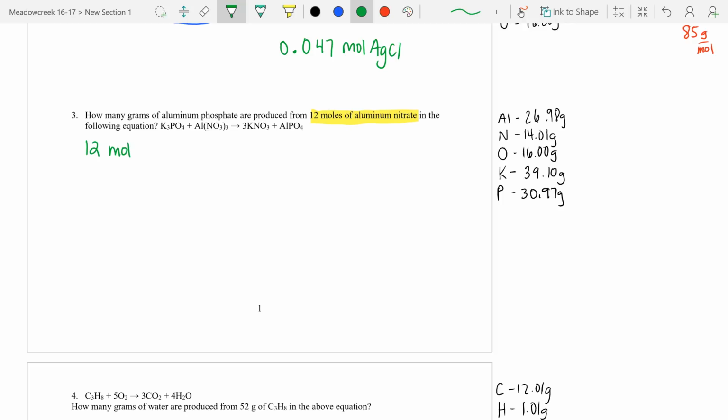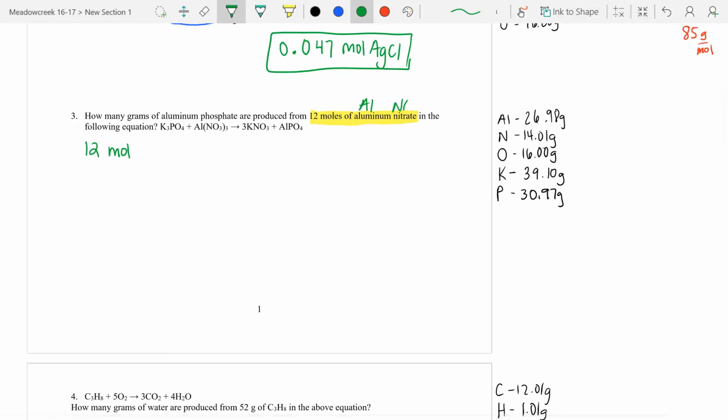Now, aluminum nitrate probably has aluminum and something with nitrogen in it, right? You should be able to look at the back of your periodic table and see that nitrate is NO3. You should at least be able to do that from last semester. But we can also see that this one right here is the only one that has aluminum and nitrogen in it. So they kind of help us out there by providing this symbol in our balanced chemical equation. So I'm just going to copy it down.